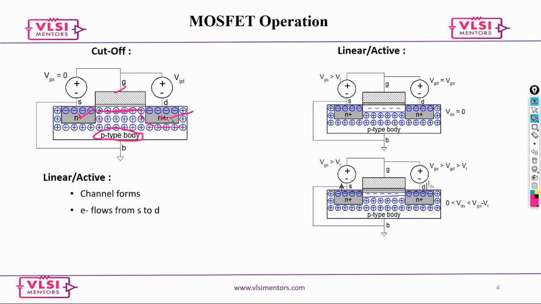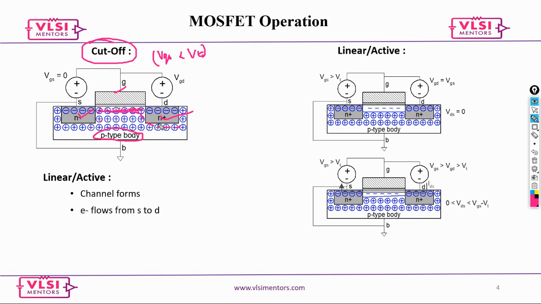Now if your VGS is less than VT, if your gate supply is less than VT, there will not be any channel formed here. So you will not see any current traveling over here. This is what we call the cutoff mode. So VGS minus VT, there is no channel formed.